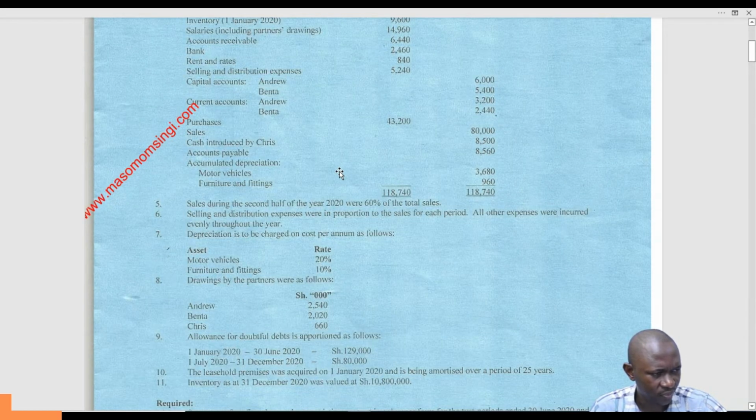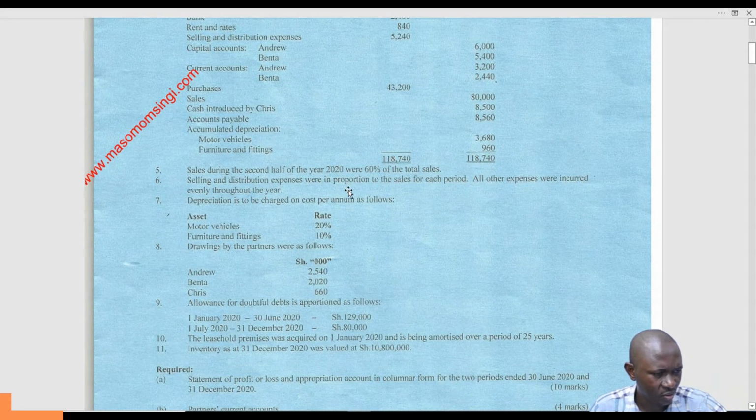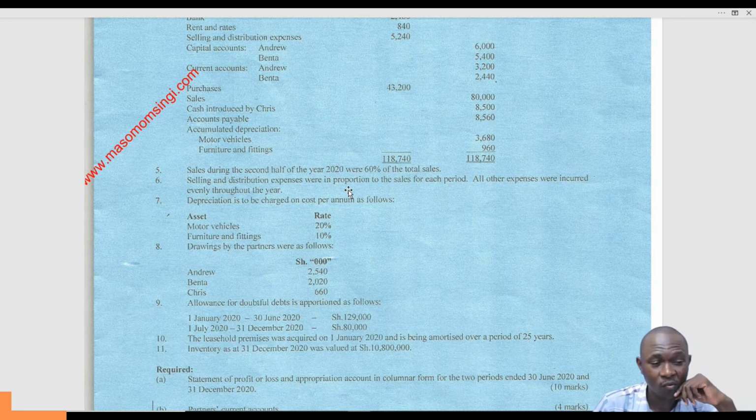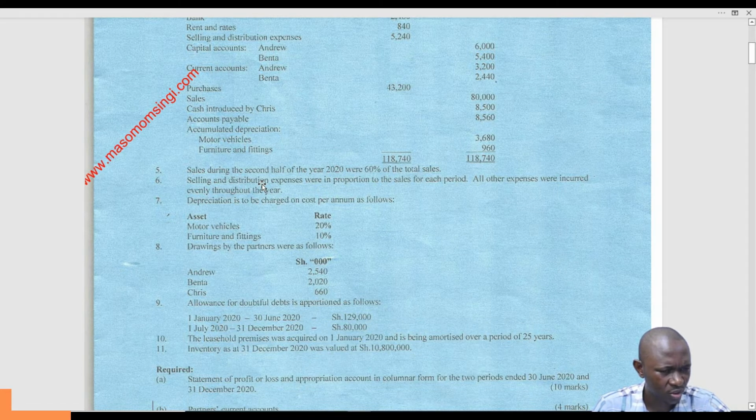Sales during the second half of the year were 60% of the total sales. Okay, so that means the first half was 40%. This information will be quite relevant because we've been told to prepare 2 columnar books. Then selling and distribution expenses were in proportion to the sales for each period. All other expenses were incurred evenly throughout the year.